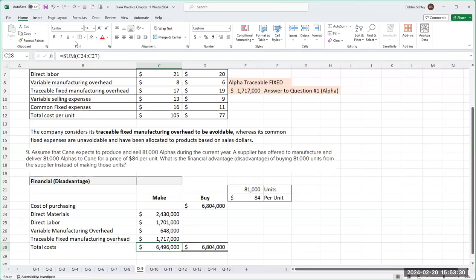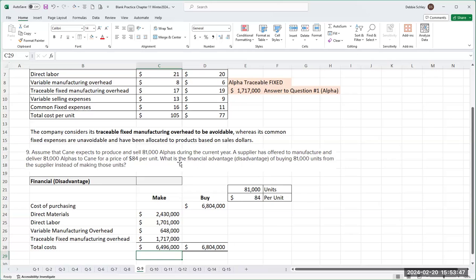So then I just add all those up, right? Because they're all costs. So to make it, it's going to cost me $6,496,000. And to buy it, it's going to cost me $6,804,000. Now let's go back to the question.